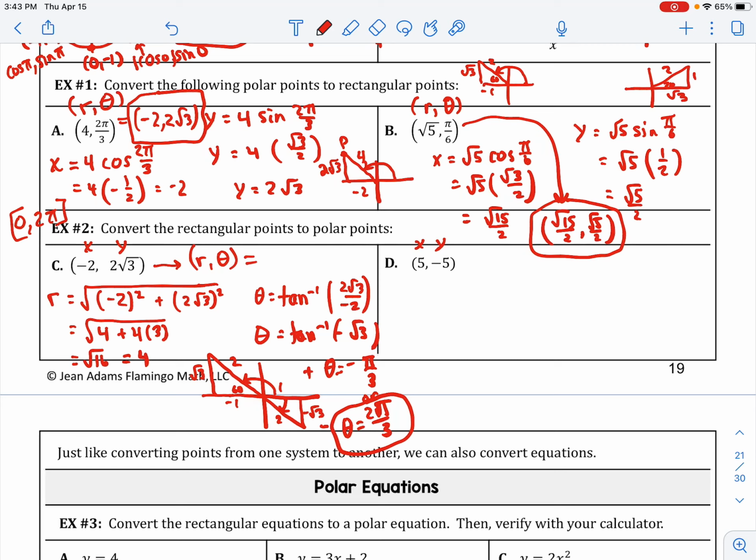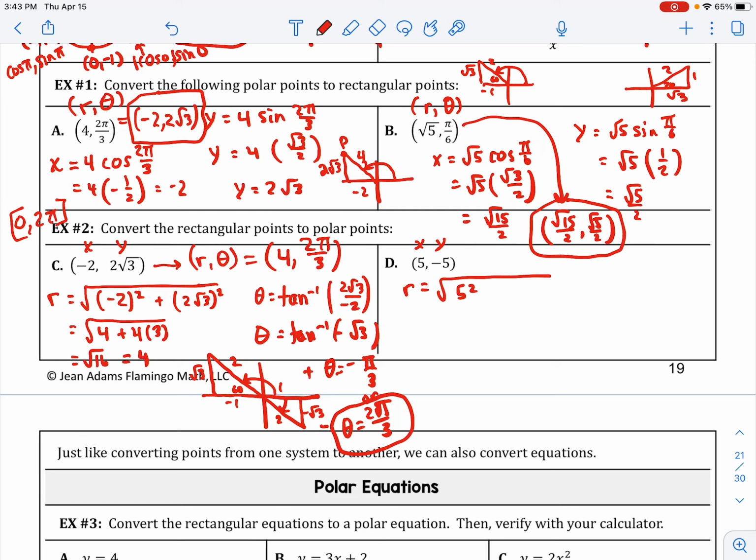But they have an answer of 4 comma 2 pi over 3. I think they just wanted to keep it positive. Inverse tangent has infinitely many answers unless you narrow down the spot that it's in. So they probably just wanted theta between 0 and pi, or 0 and 2 pi. All right, so that was our first one.